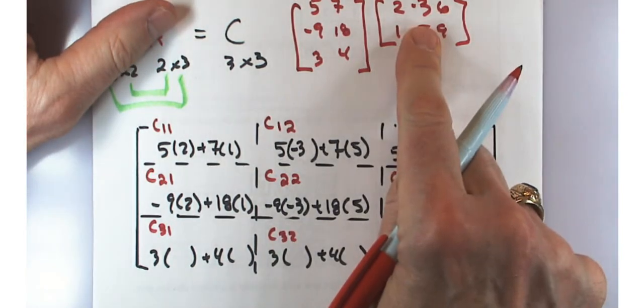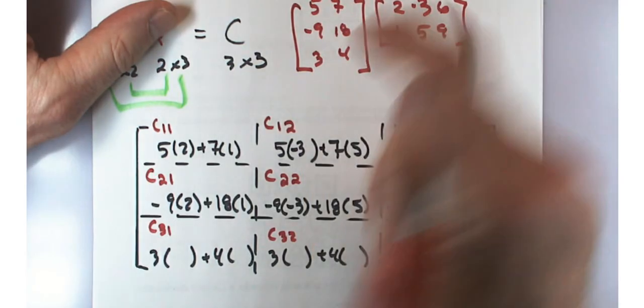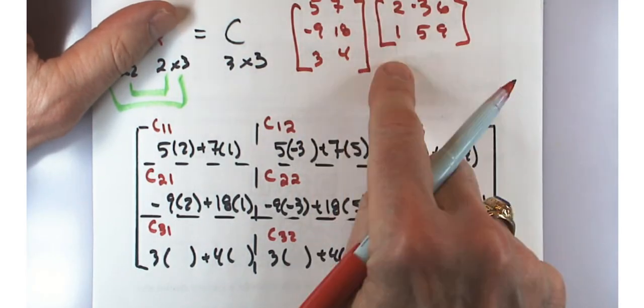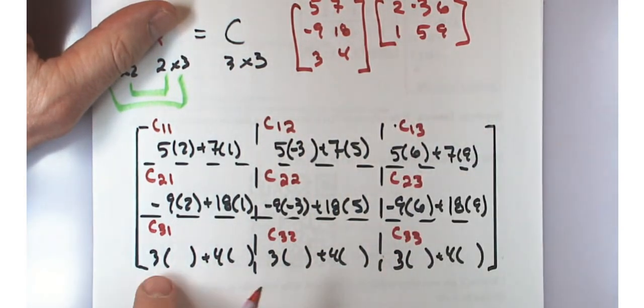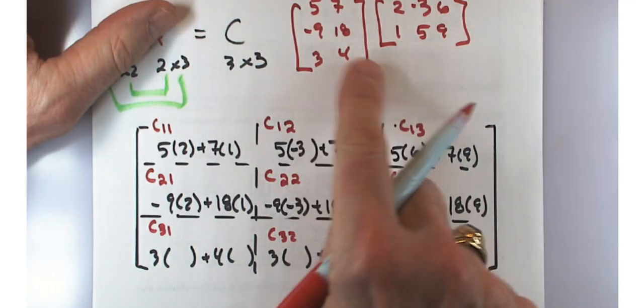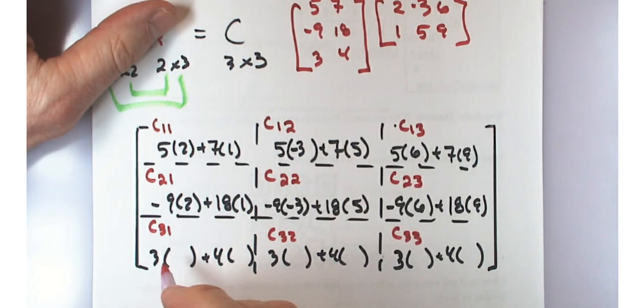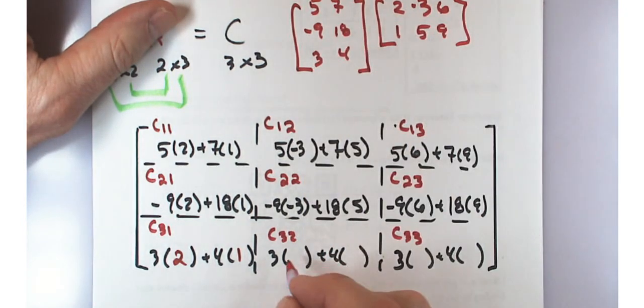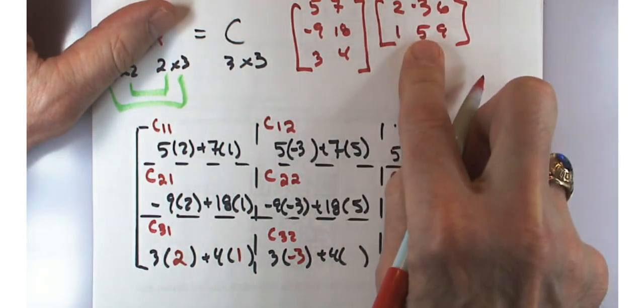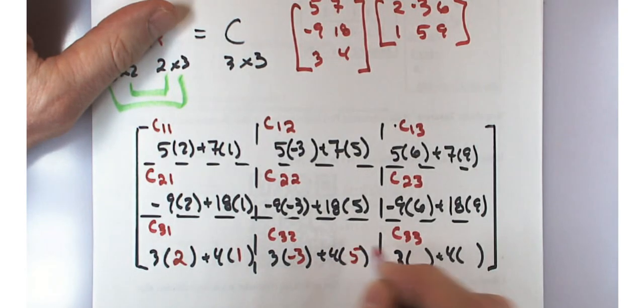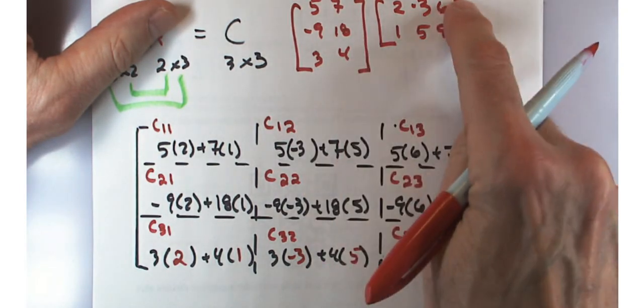So let's take a look at this last one then. It's going to be this row times each of these columns one at a time. So 3 and 4 times 2 and 1. And then 3 and 4 times negative 3 and 5. And then 3 and 4 times 6 and 9 respectively.